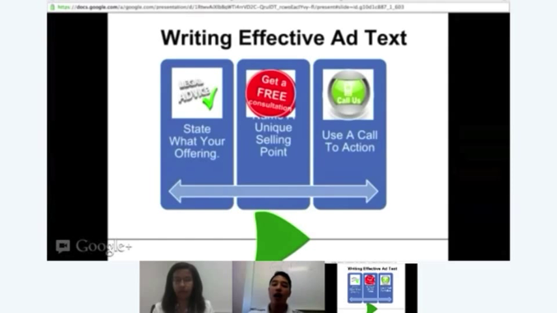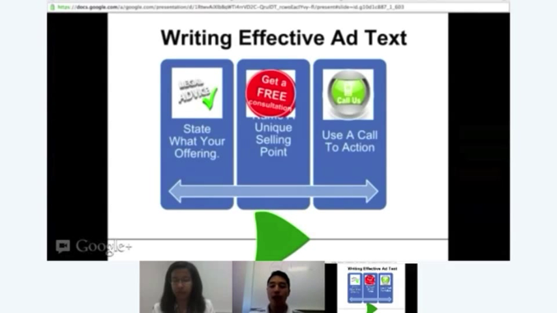And then the last thing, I think probably one of the most important things when it comes to writing effective ad text, is to have a call to action. So if you're, say, working for an NGO that's soliciting donations, and that's one of the metrics that you want to measure for success, make sure you also include that in your ad.